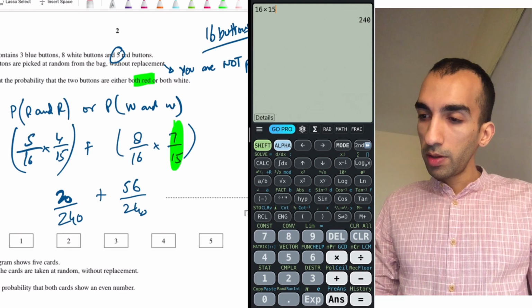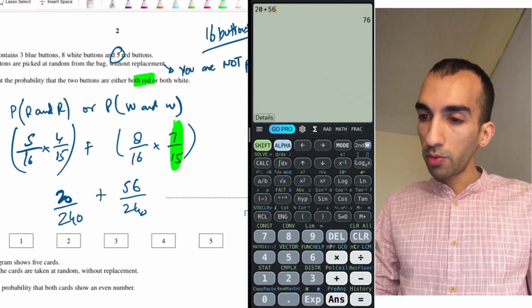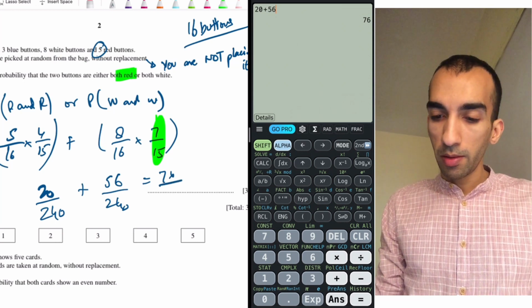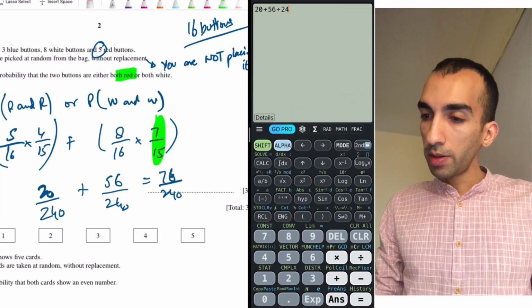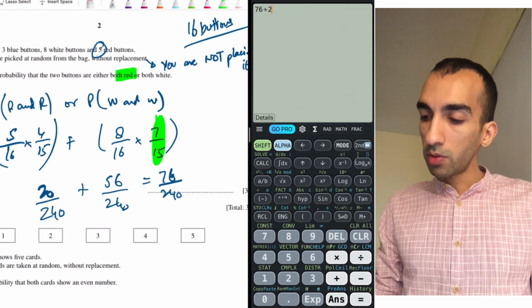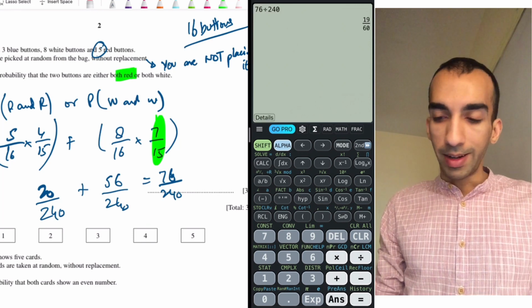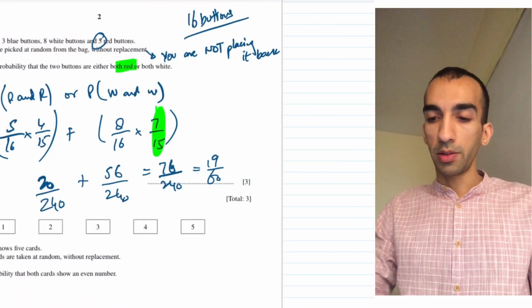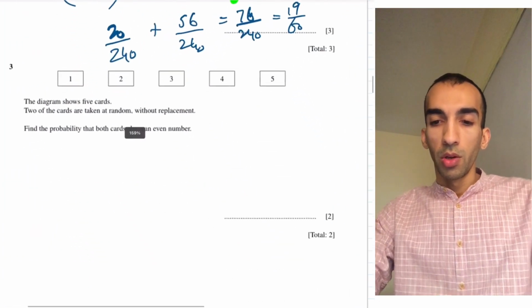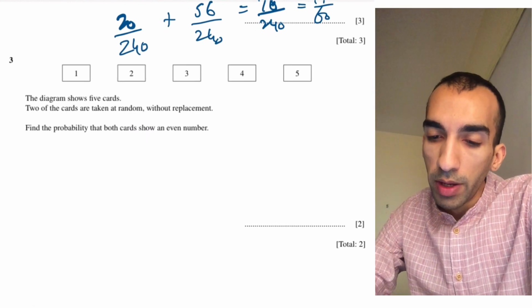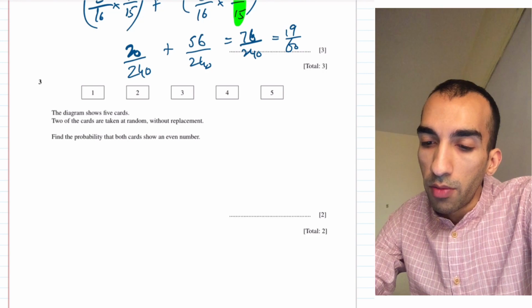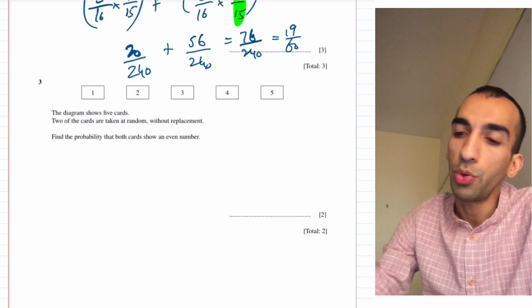16 into 15, 20 plus 56 is 76 over 240, and I'm pretty sure we can simplify this. 76 divided by 240 gives us 19 over 60. That is the answer. Question number 3 says the diagram shows 5 cards. 2 of these cards are taken at random without replacement. Find the probability that both cards show an even number.